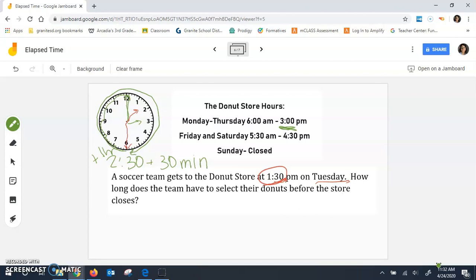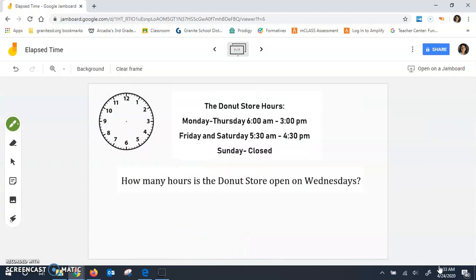This is a big soccer team. They've got a full hour and 30 minutes to select their donuts before it closes. So in your formative, write it like this. It might look like this says 1:30, but that's not what it is. It's saying 1 hour and 30 minutes here. And that's a great way to write how much time has passed. 1 hour and 30 minutes, like so. Let's take a look at this one.